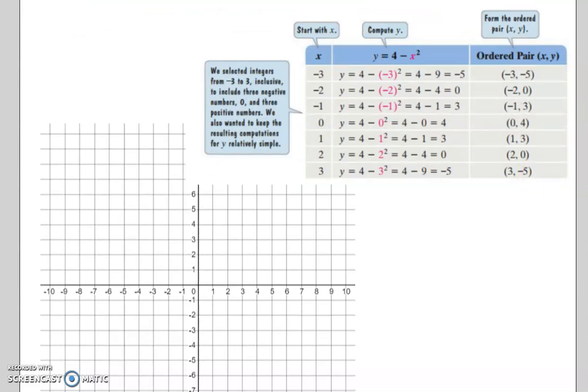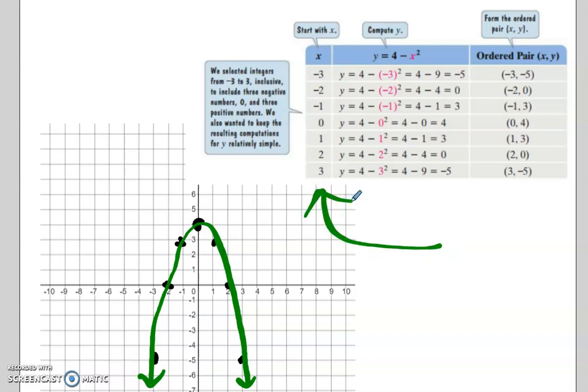I take those ordered pairs and I can put them right onto a graph to figure out the shape of this graph right here. So I'll have (-3, -5), which brings me down here, (-2, 0), (0, 4), and (1, 3). Oh, I missed (-1, 3). I missed that one. And then (1, 3), (2, 0), and (3, -5). Those points then give me the shape of this quadratic function. Okay? And it's a super easy way to graph, just by making a table.